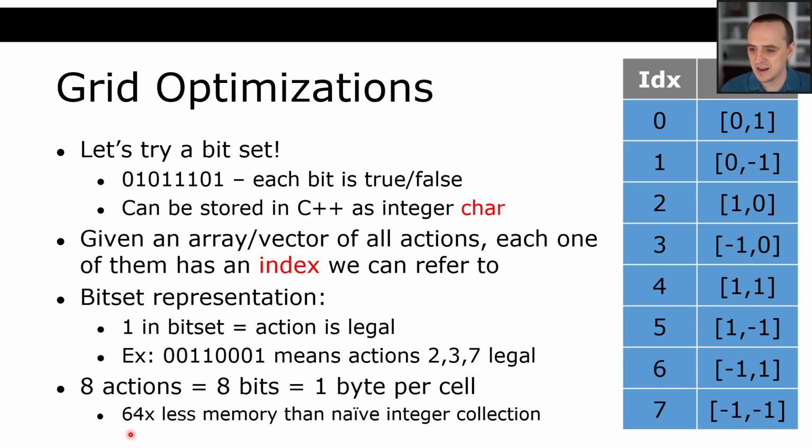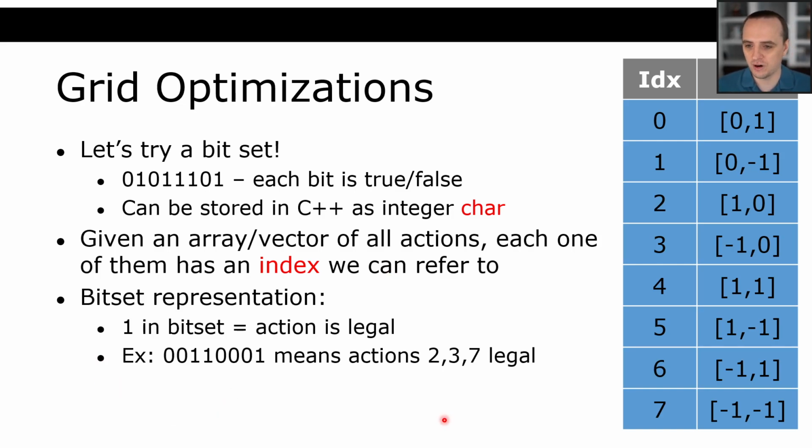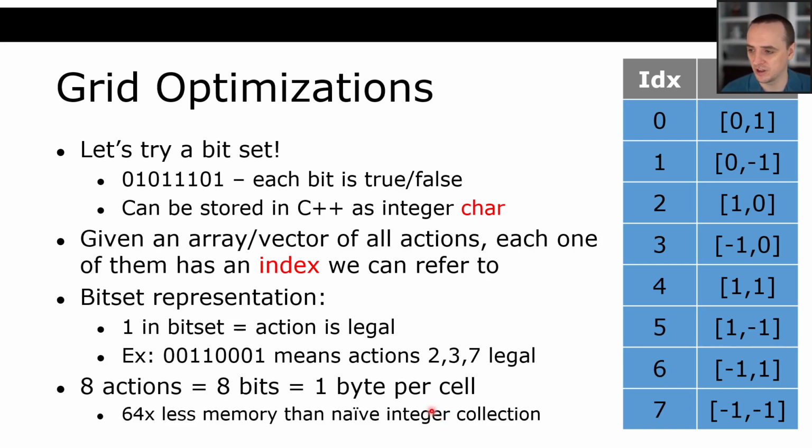We took 8 actions, 8 bits, 1 byte per cell. So before, we had 64 bytes per cell if we were just naively storing all the actions. But now what we have is we have reduced memory usage by 64 times by using bit sets, okay? So this is just like a very start of the deep dive of stuff that you can do for optimizations for assignment 2. And going from 64 megabytes to 1 megabyte of memory for pre-computations is actually really huge.